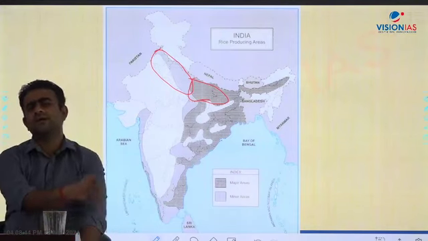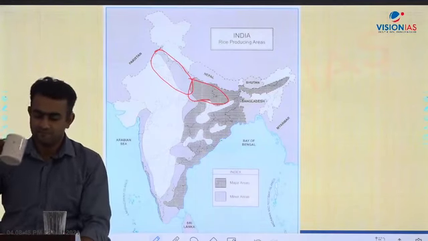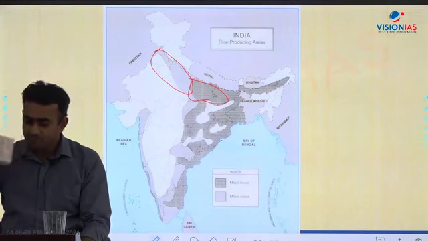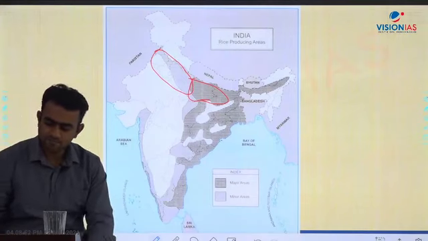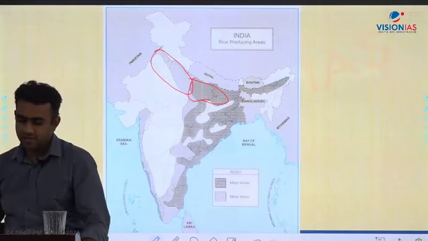They just burn it off. That creates a huge pollution issue in the surrounding regions of NCR. So that is about the rice-wheat combination.